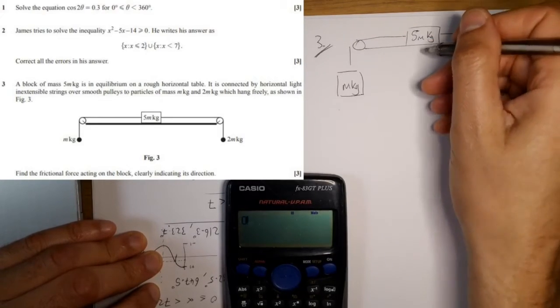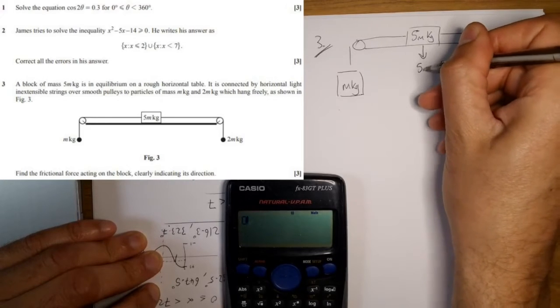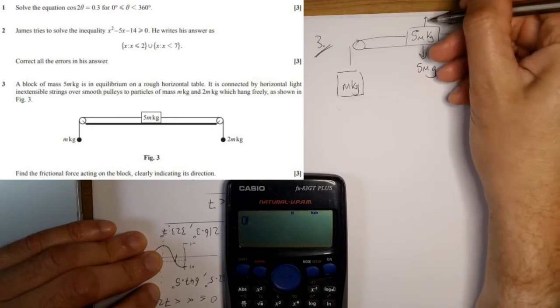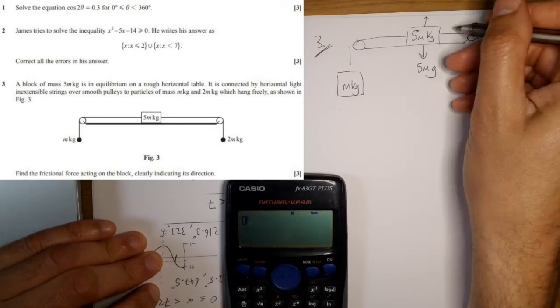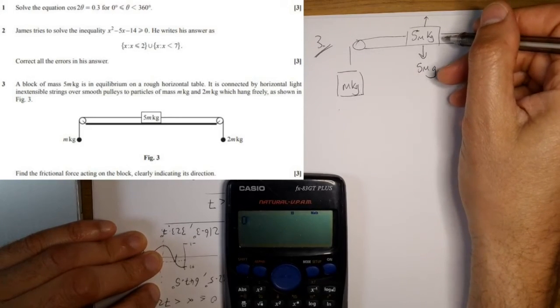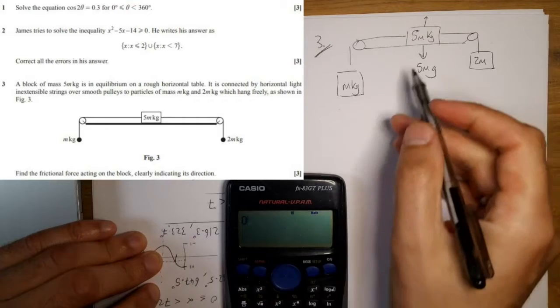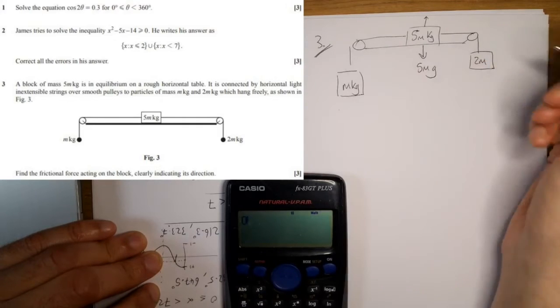Okay, let's put some forces on. This is 5m g newtons. Okay, that will also be 5 mg newtons. And we've got 2 pieces of string. Okay, it says it is connected by horizontal light inextensible strings. So this is one string, this is another.